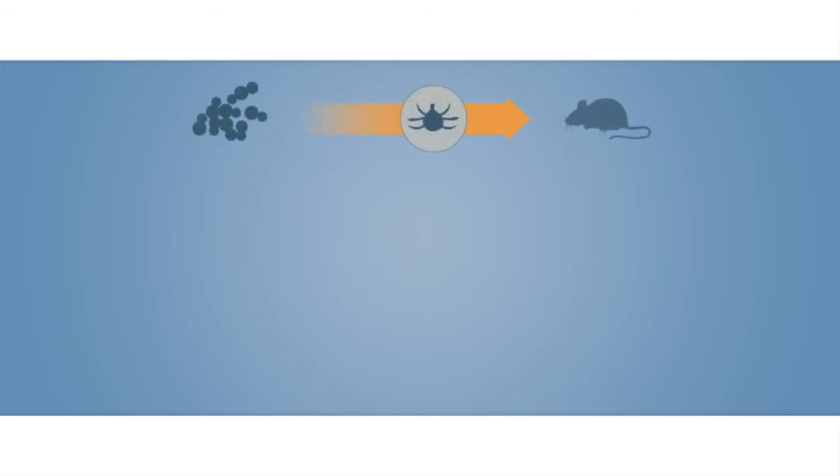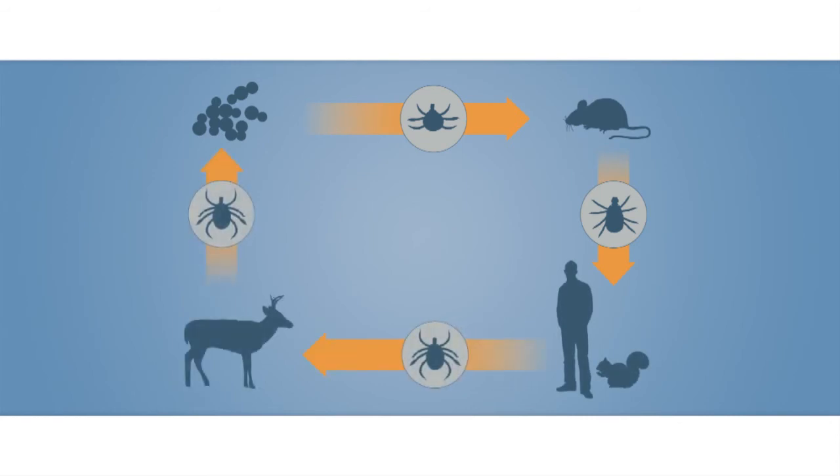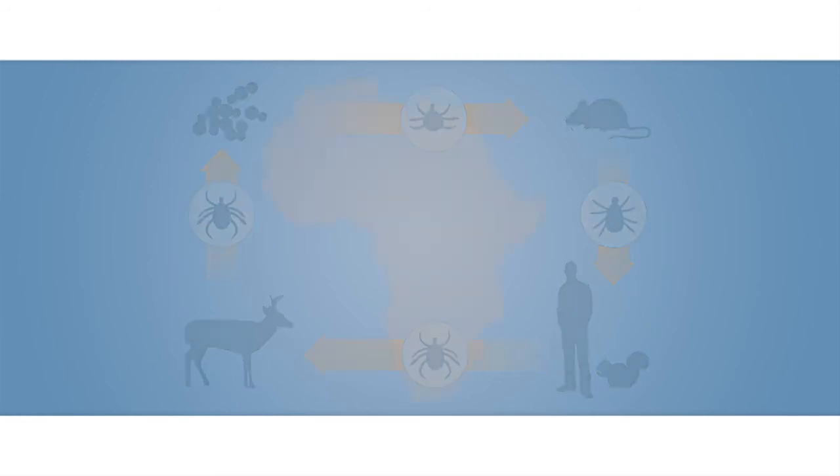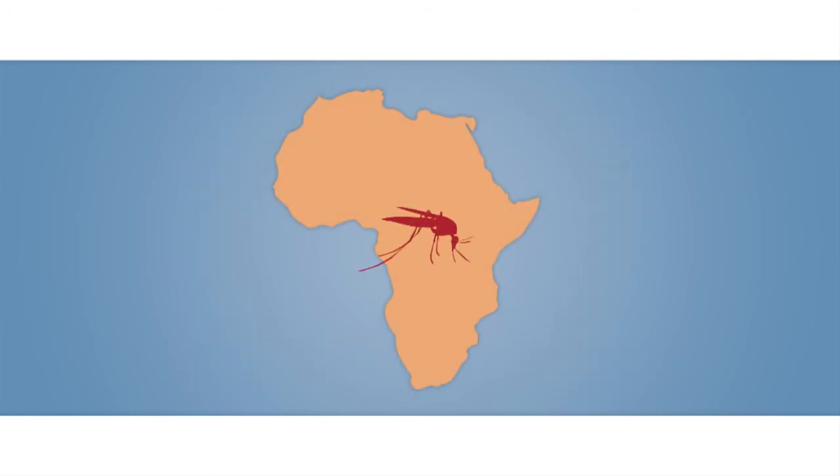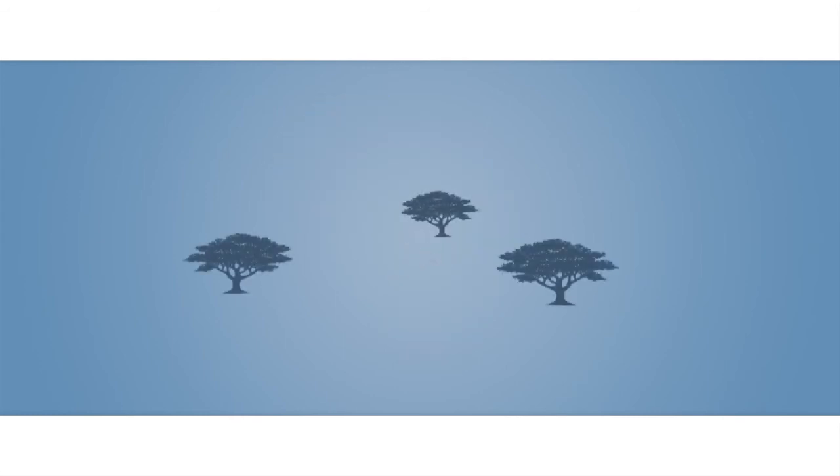Transovarial transmission is a form of vertical transmission in which the female vector passes the infectious agent through her eggs to the next generation. The Rift Valley fever virus is transmitted transovarially in the Aedes mosquitoes. The virus survives in the dried mosquito eggs.